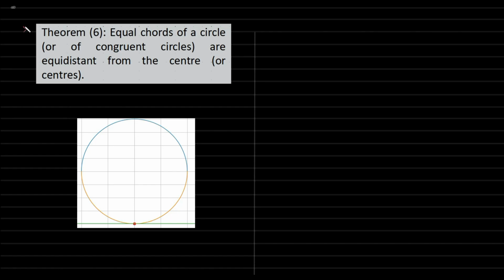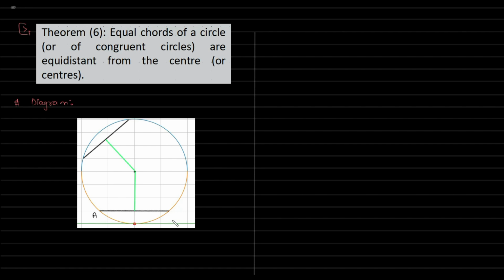Equal chords of a circle or of congruent circles are equidistant from the center or centers. So what does the theorem tell? The theorem is telling this. I have two equal chords, something like this. So this is the center. The distance from the center means what? A perpendicular line. And this perpendicular line, their length is one and the same.